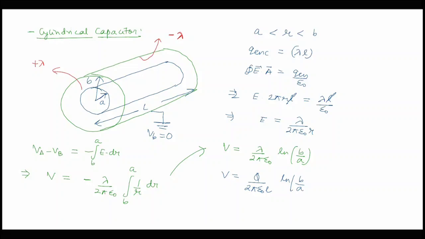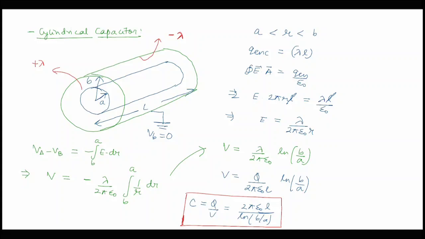So the value of capacitance, that is C, which is equal to Q by V, can be written in this way: 2 pi epsilon naught L upon ln of b by a. This expression is the capacitance of the cylindrical capacitor, that is C is equal to 2 pi epsilon naught L upon ln b by a.